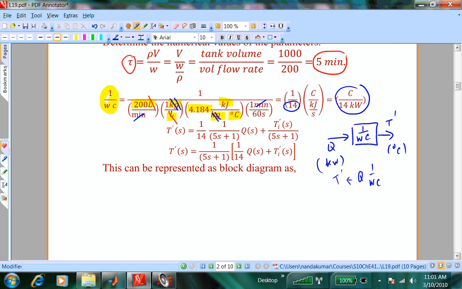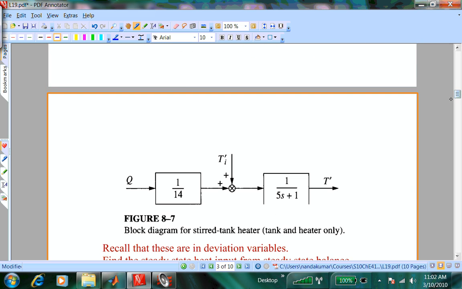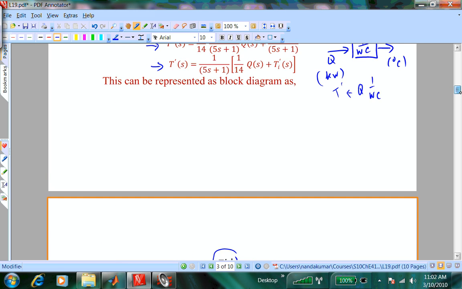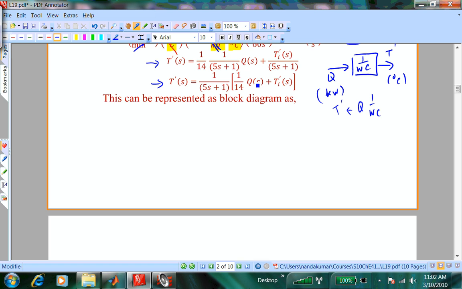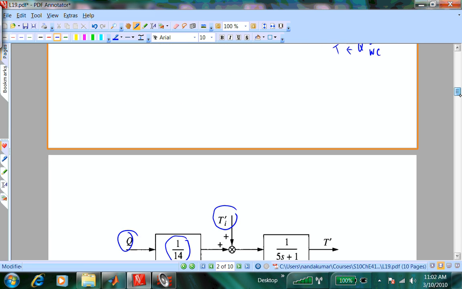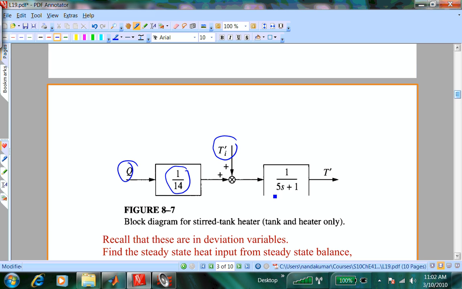We saw in the last class that we can write this expression for the transfer function in one of two ways, by factoring the common factor, for example, 1 over 5s plus 1. And when you have that, the Simulink block diagram is going to look like this. Q is multiplied by 1 over WC with the appropriate units, and then it is added to Ti prime. That is 1 over WC times Q(s) plus Ti prime(s). This is what is in the entire square bracket, and after adding, it goes to 1 over 5s plus 1 to produce T prime.